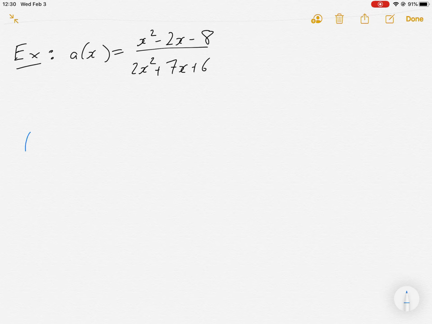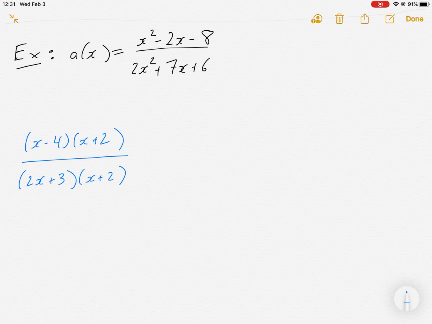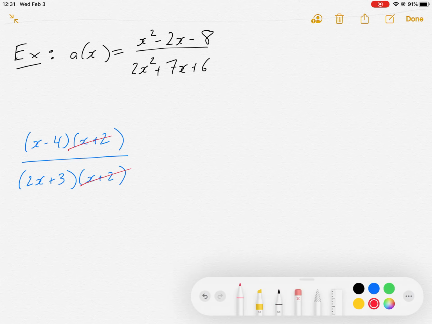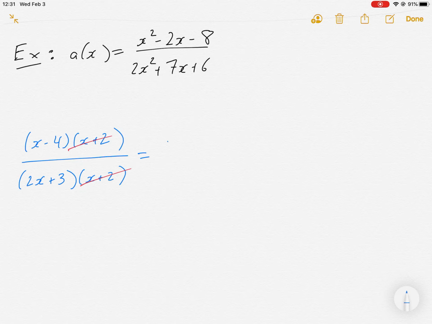Okay, so my first step is going to be to factor. If I factor this, I should end up with x minus 4 and x plus 2 in the numerator, and then in the denominator, I'm going to end up with 2x plus 3 and then x plus 2. So notice the x plus 2's cancel. So I end up with x minus 4 over 2x plus 3.